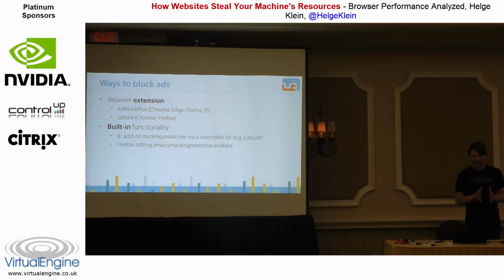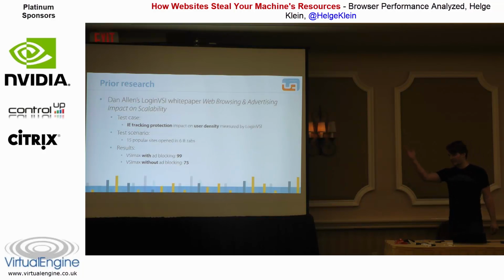Another way to block ads is using built-in functionality. So IE has the ability to filter content based on lists. The feature is called tracking protection, and you can select the list which is used by the same list that is used by the ad blockers. It's called EasyList, and you just point IE to that list, and you'll have an ad blocker. And for Firefox, that works too. The same thing works by changing the configuration, as shown on the slide.